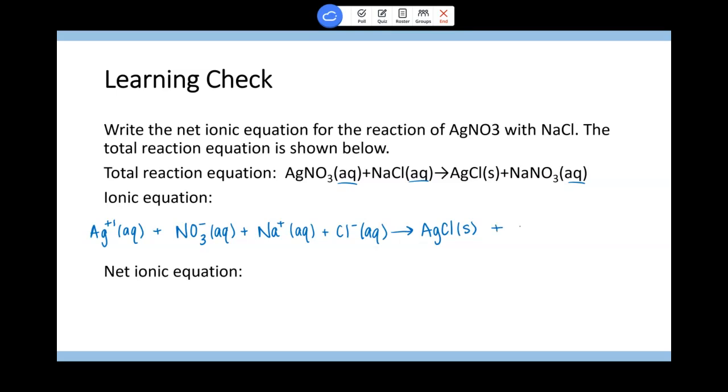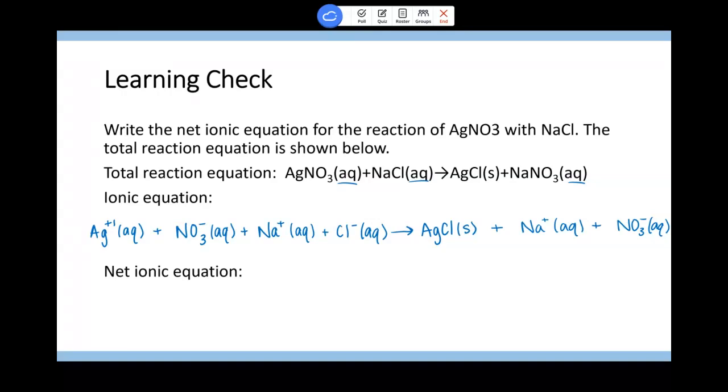So we have silver chloride, a solid, and then sodium +1 charge, and nitrate, NO3-. And that's our ionic equation. So every ion is represented.